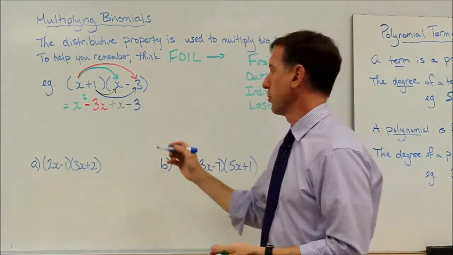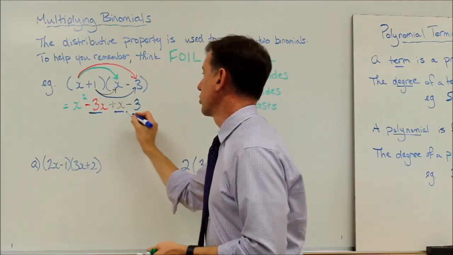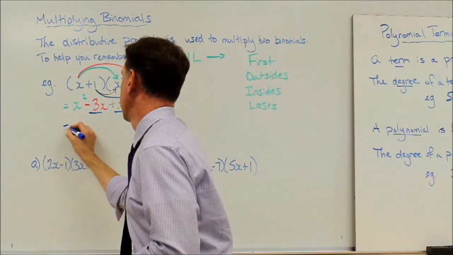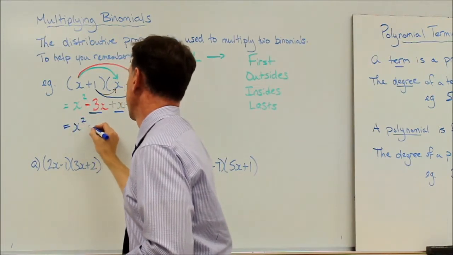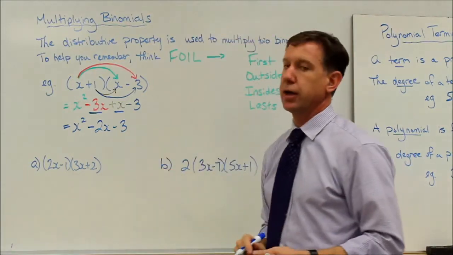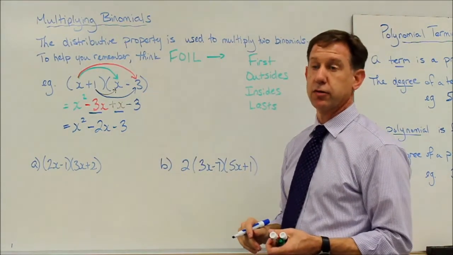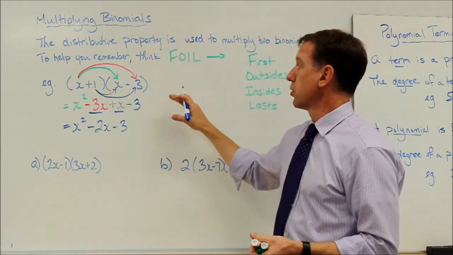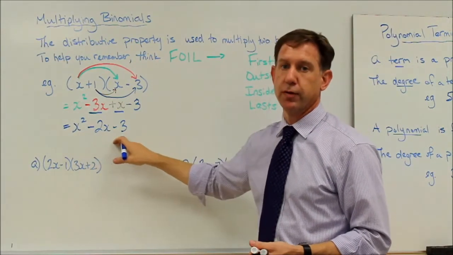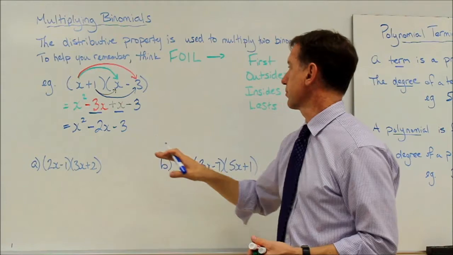And you'll notice at the bottom we've got like terms in the middle, which can be added together and simplified. So we'll do that, leaving you with x squared minus 2x minus 3, and that would be a complete solution for this question. So 2 binomials multiplied together should give you a trinomial when you're finished, in most cases.